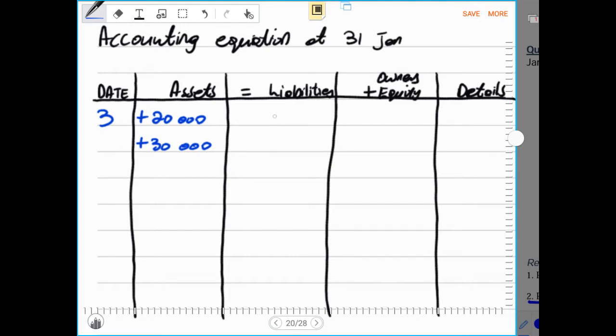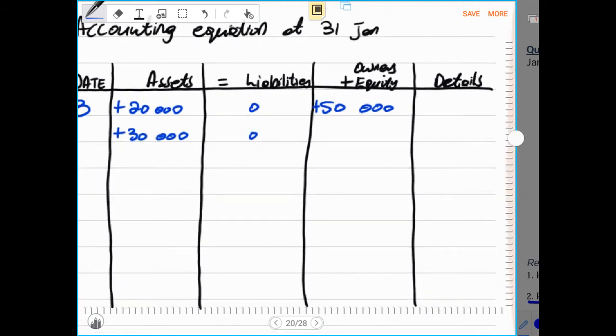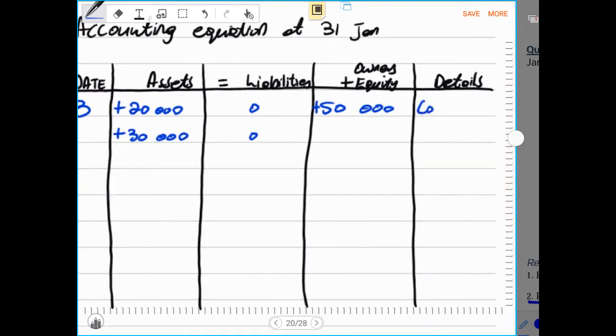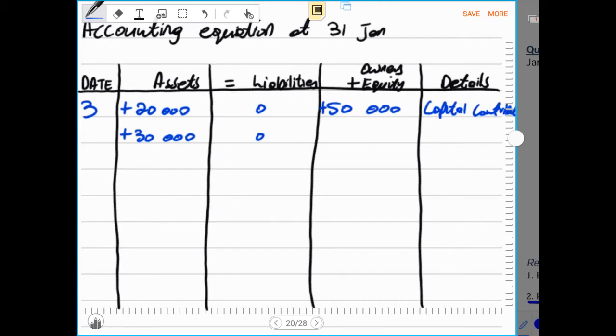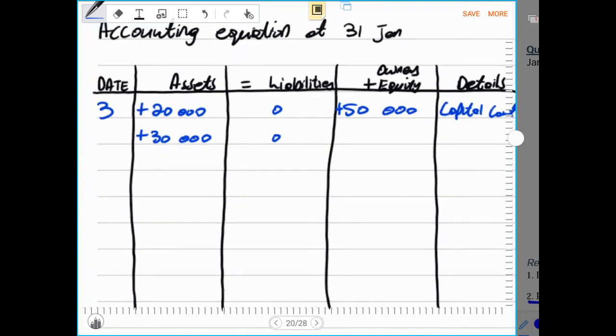Then after we say under liability there is nothing, and under owner's equity we record the total of 50,000. Let me just record it on the first line. We record the total of 50,000, and this will be plus 50,000. Therefore, now under details, we have to write the reason. It is capital contribution.